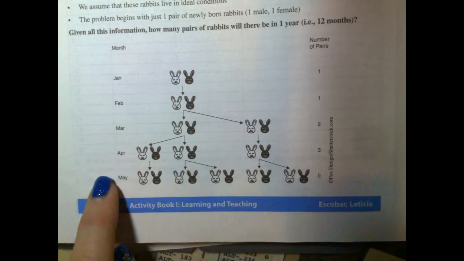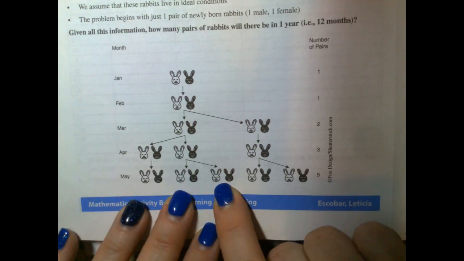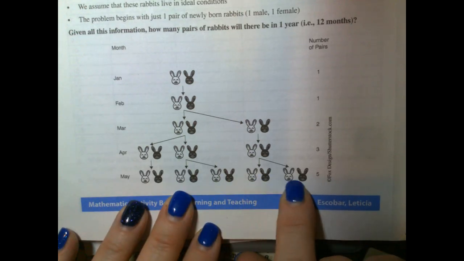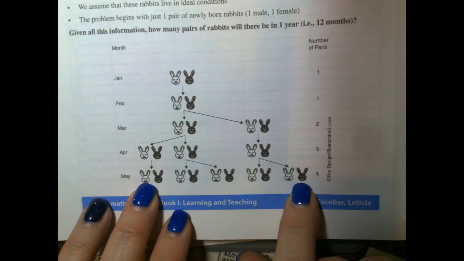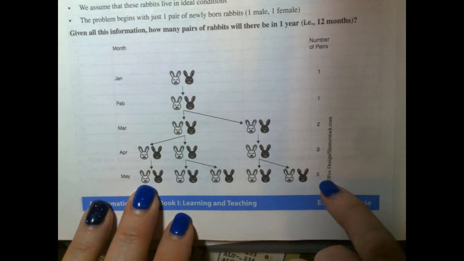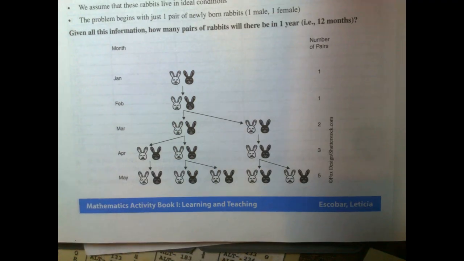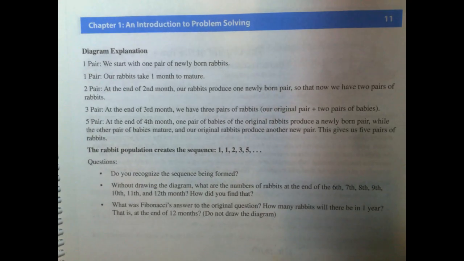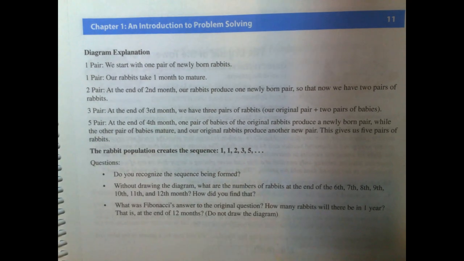And then by May, the original parents have a third pair of babies. The first pair of babies have their first babies. And now their second pair of babies are mature enough to have babies. So you got 1, 2, 3, 4, 5 pairs of rabbits. So you can ask the students to maybe do 1 or 2 more. But after that, it's going to be too hard to just draw it. But it could be a starting point, right? So you could do the starting point with that pair of rabbits.